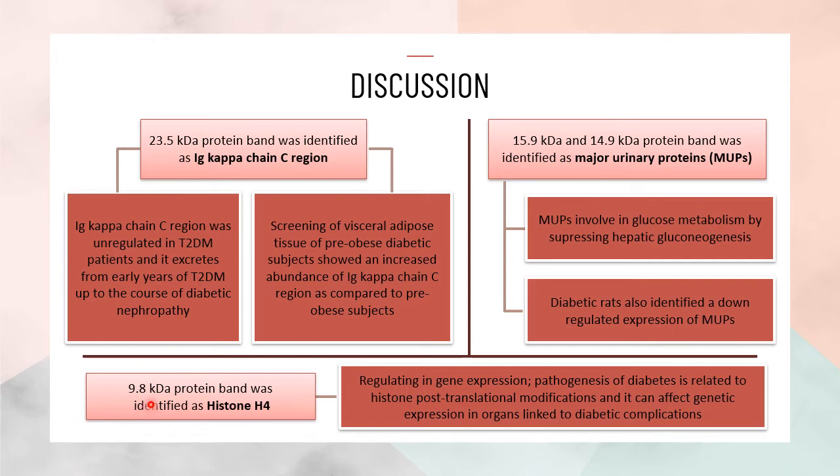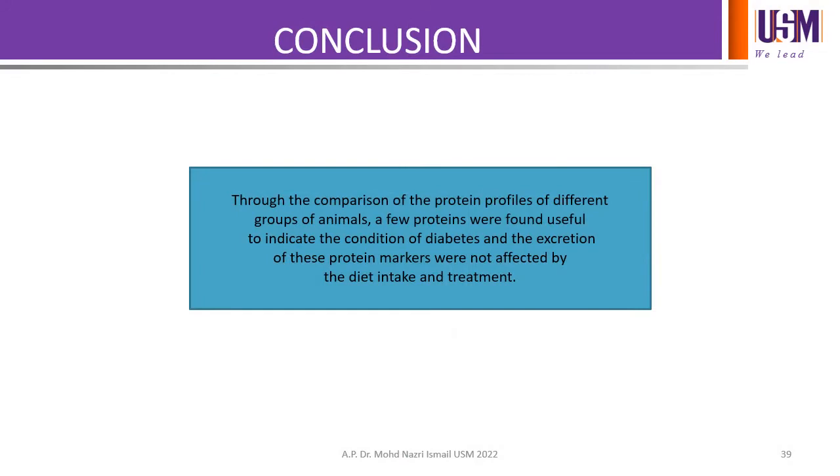Finally, the 9.8 kilodalton protein, which was identified as histone H4, is known to be involved in the regulation of gene expression. We know that the pathogenesis of diabetes is related to histone post-translational modifications, and it can affect gene expression in organs linked to diabetic complications. So overall, from our protein profile comparison of these animal groups, we have shown that there are a few proteins that are useful to indicate the condition of early diabetes, and the excretion of these protein markers was shown not to be affected by diet intake and treatment.